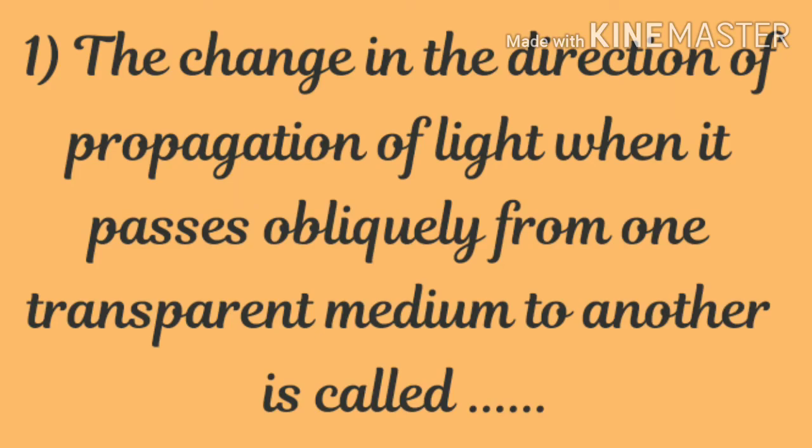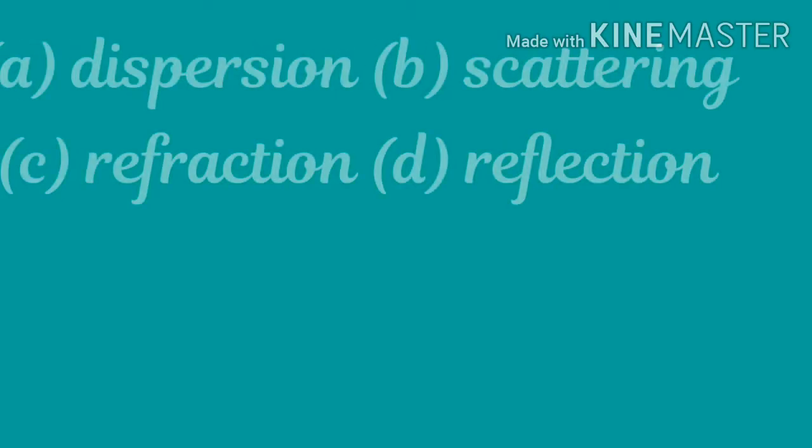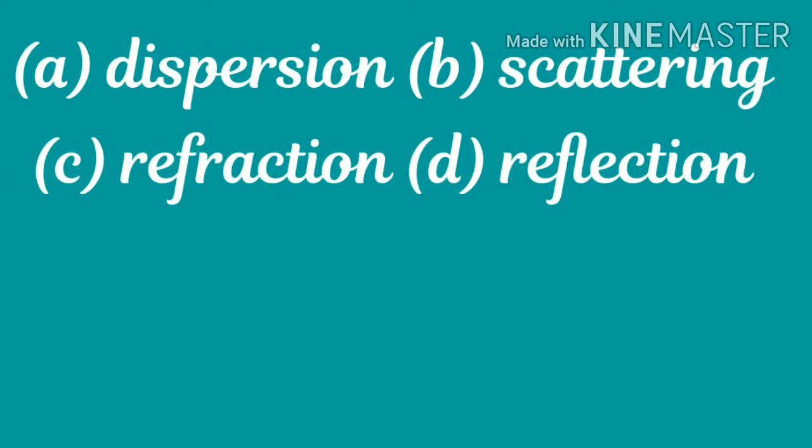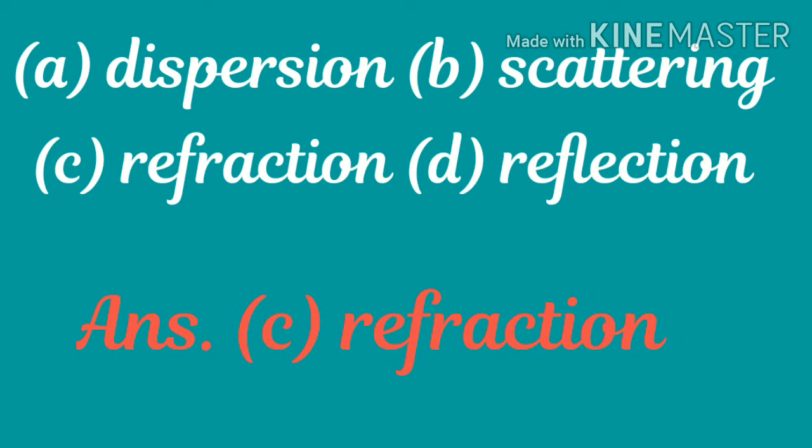First question is, select the correct option and write only the alphabet corresponding to the correct option. 1. The change in the direction of propagation of light when it passes obliquely from one transparent medium to another is called dash, and the options are A. Dispersion, B. Scattering, C. Refraction, and D. Reflection. And the correct answer is option C. Refraction.